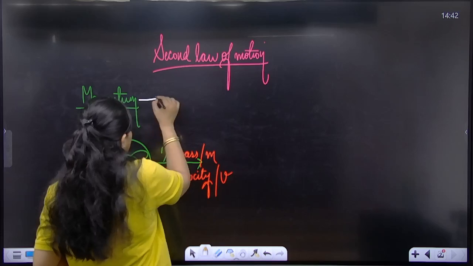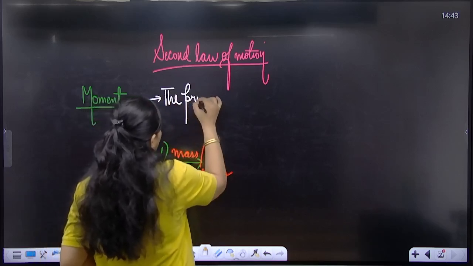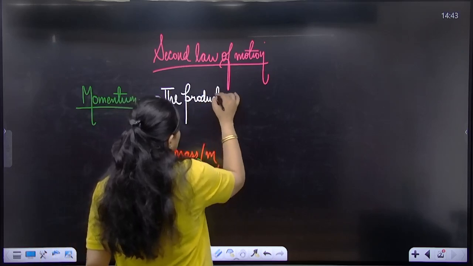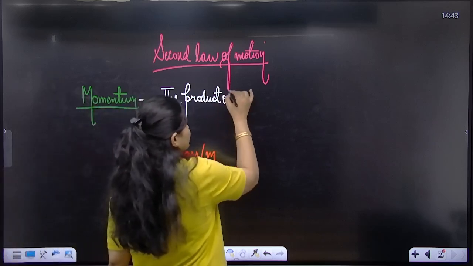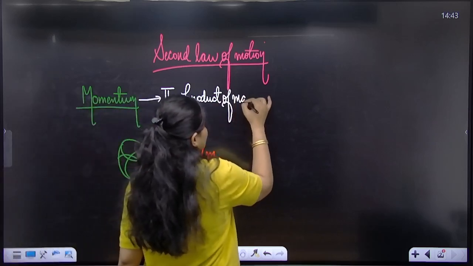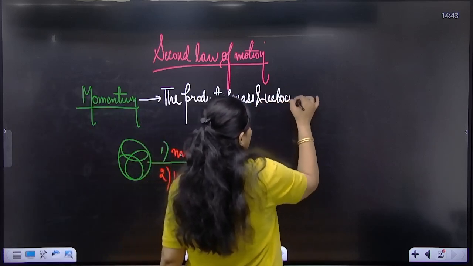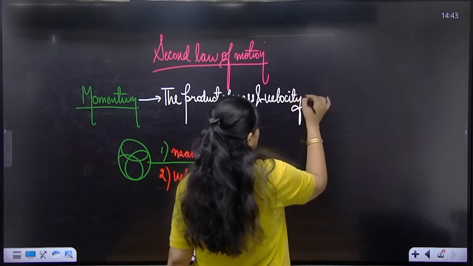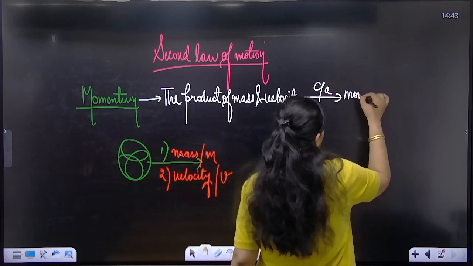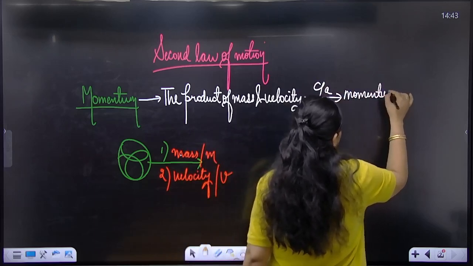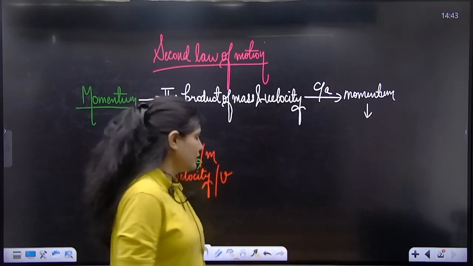So what is momentum? The product of mass and velocity. The product of mass and velocity is called momentum. Okay. And the symbol for this momentum is what?